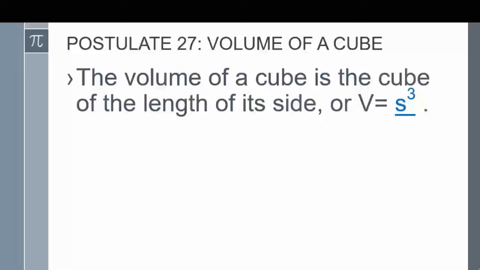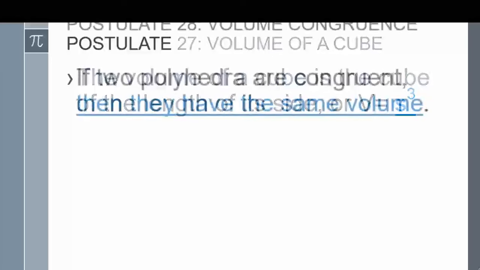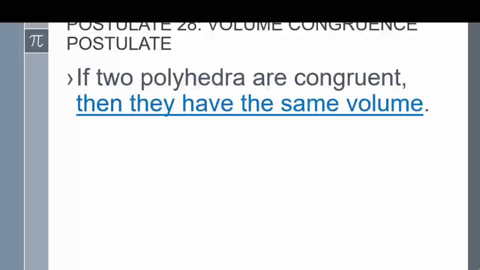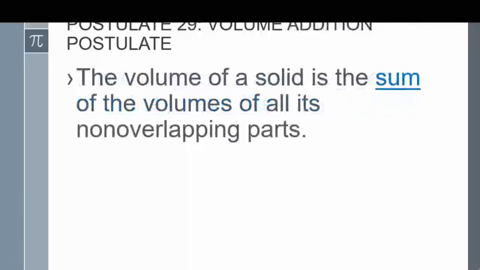Postulate 27, volume of a cube. The volume of a cube is the cube of the lengths of its sides, or V equals S cubed. Postulate 28, volume congruence postulate. If two polyhedra are congruent, then they have the same volume. Postulate 29, volume addition postulate. The volume of a solid is the sum of the volumes of all of its non-overlapping parts.